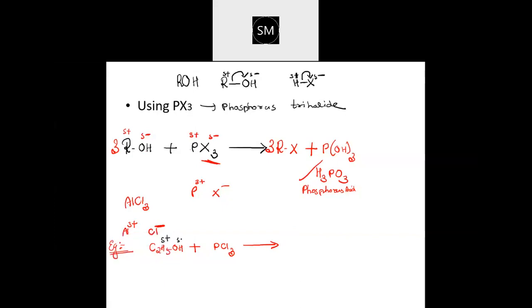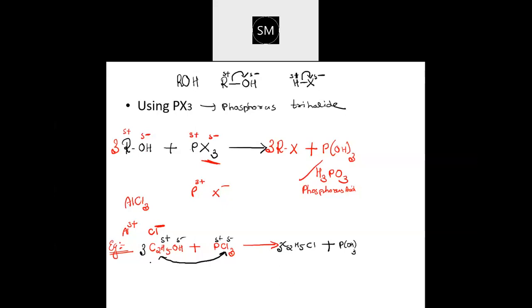This will get partial positive, this will get partial negative. This positive, this negative. Positive, negative. So C2H5 will combine with Cl, so we will get C2H5Cl. Plus P will combine with OH, so P(OH)3. If you want, you can balance it. If you balance, this will become 3 and this will become 3 here.